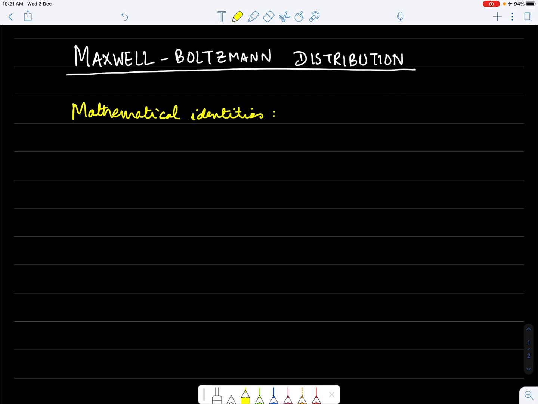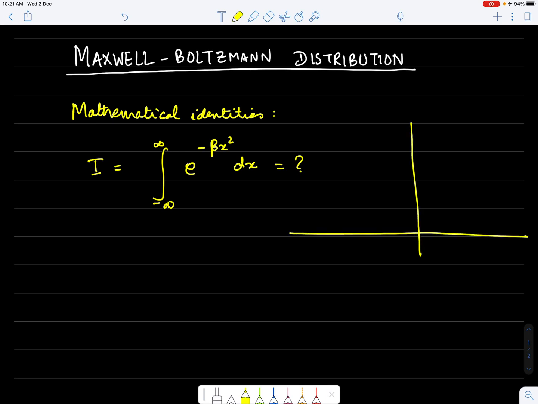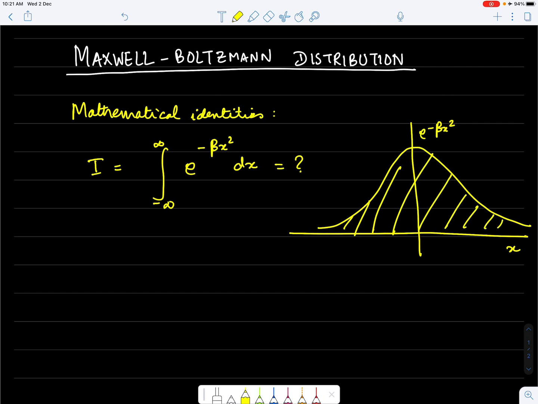So consider an integral I, which is minus infinity to infinity e to the power minus beta x square dx, and let's say we want to calculate this value. This happens to be the integral of the Gaussian function, because the Gaussian function looks somewhat like this. So this is e to the power minus beta x square versus x, and we are trying to calculate the area under this curve.